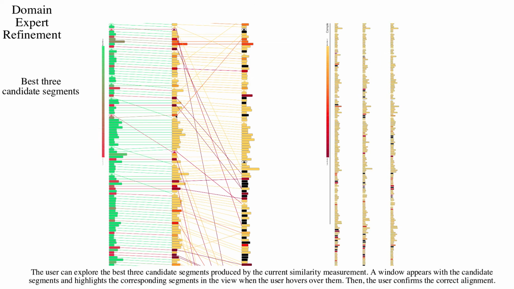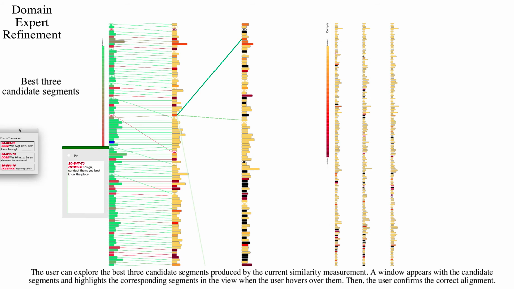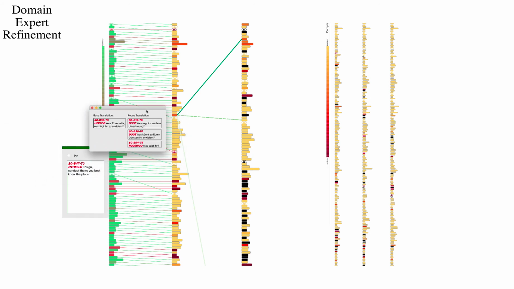Best 3 candidate segments. To accelerate the domain expert refinement, AlignVis incorporates this feature to allow the user to explore the best 3 candidate segments produced by the current similarity measurement. The 3 candidate segments will be viewed in a separate window. The user can hover over the segments in the window to highlight them in the alignment editor canvas. Then the user confirms the correct one out of the 3 candidates.